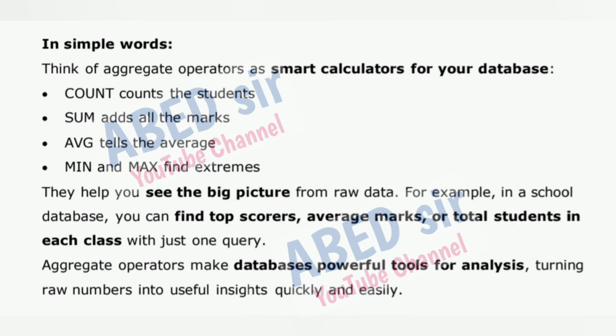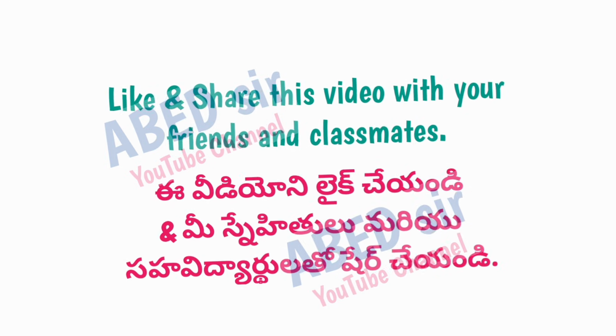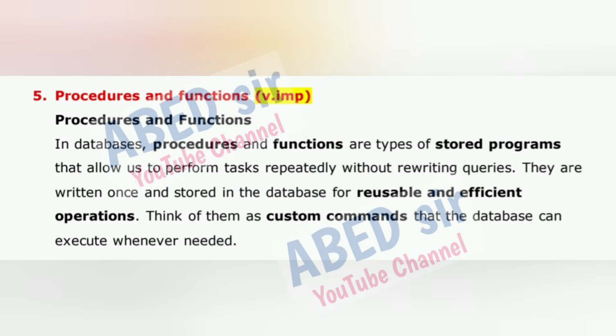For example, in a school database, you can find top scorers, average marks, or total students in each class with just one query. Aggregate operators make databases powerful tools for analysis, turning raw numbers into useful insights quickly and easily. Next important long question is 5.